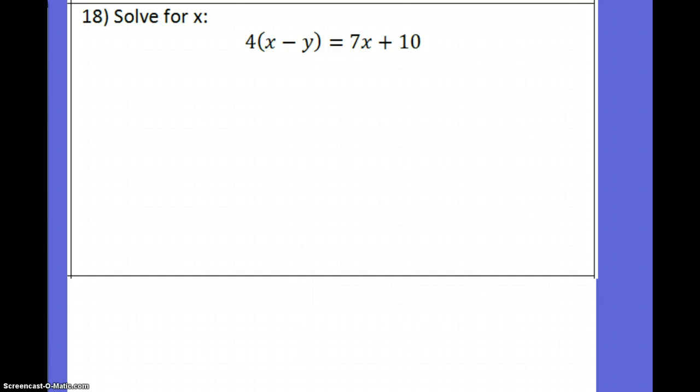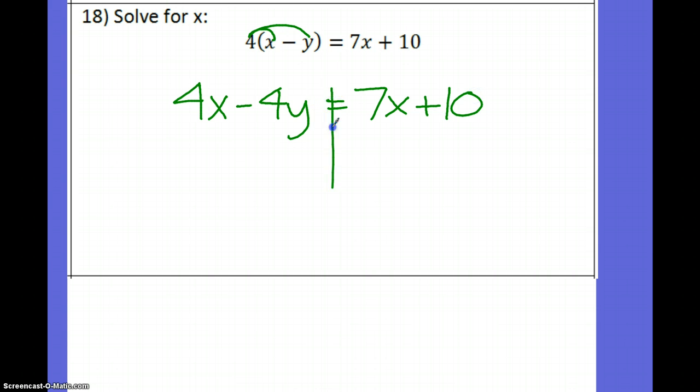Solve for x. So on this one we have a y and an x. So I can see that we're not going to have a number answer right away because it has x's and y's. So 4x minus 4y is equal to 7x plus 10. There's two ways to do this.